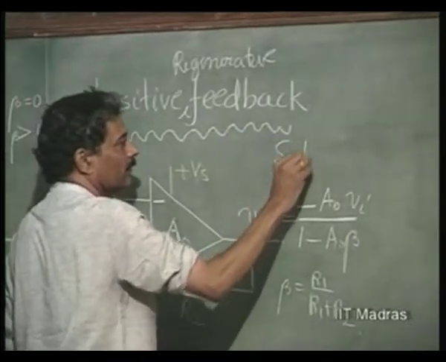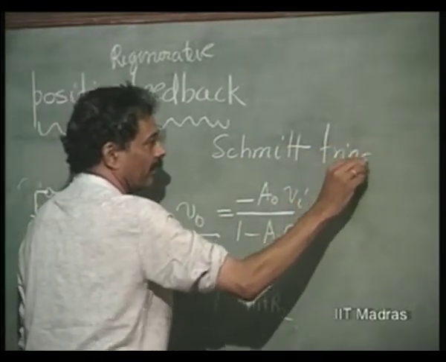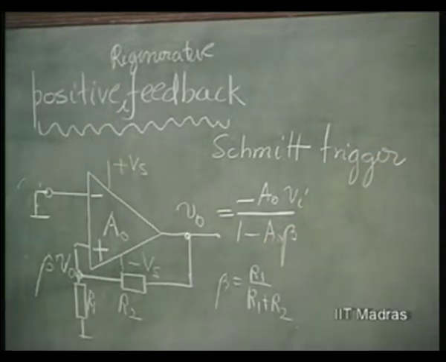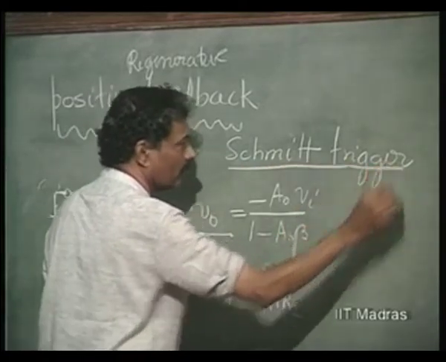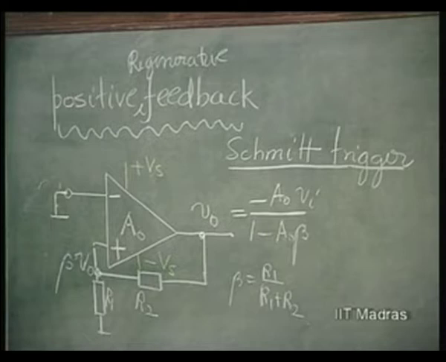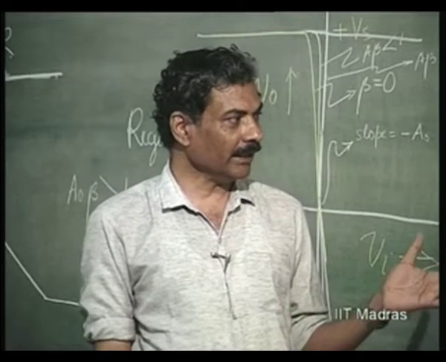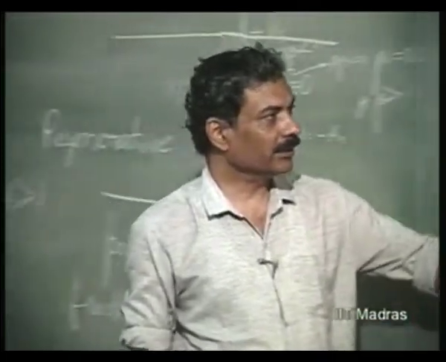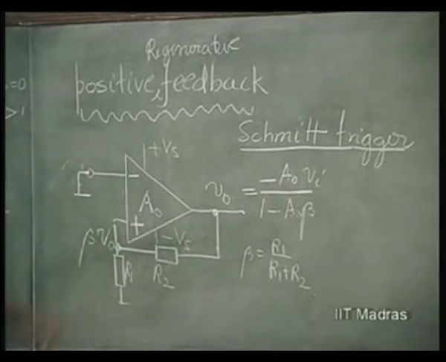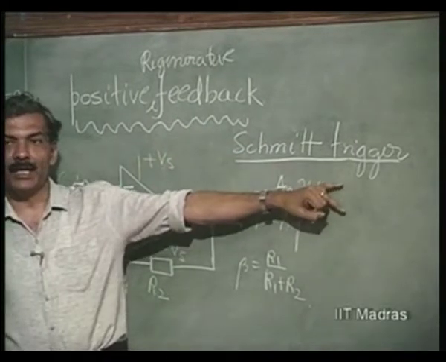It is known as, what is it? Schmidt trigger, a very important circuit, particularly in digital domain. Because it has no place in analog domain, because output is either high or low, whatever be the input. And such a circuit is very suitable for an interface situation. This is called Schmidt trigger. So a circuit with positive regenerative feedback is popularly known as Schmidt trigger.